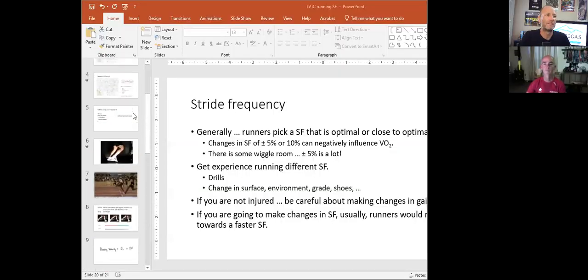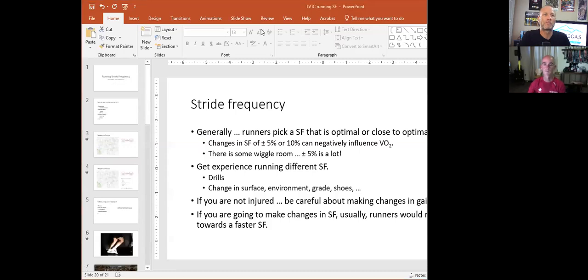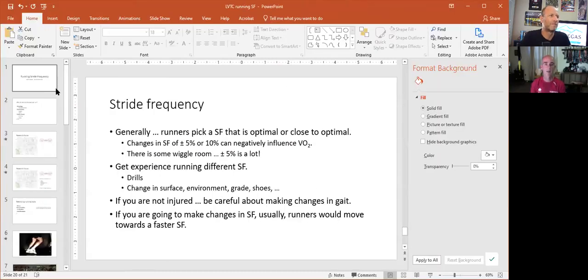So let me share my screen, and hopefully my computer doesn't crash. See if this works. All right. Are you seeing my PowerPoint presentation? Yep. Absolutely.